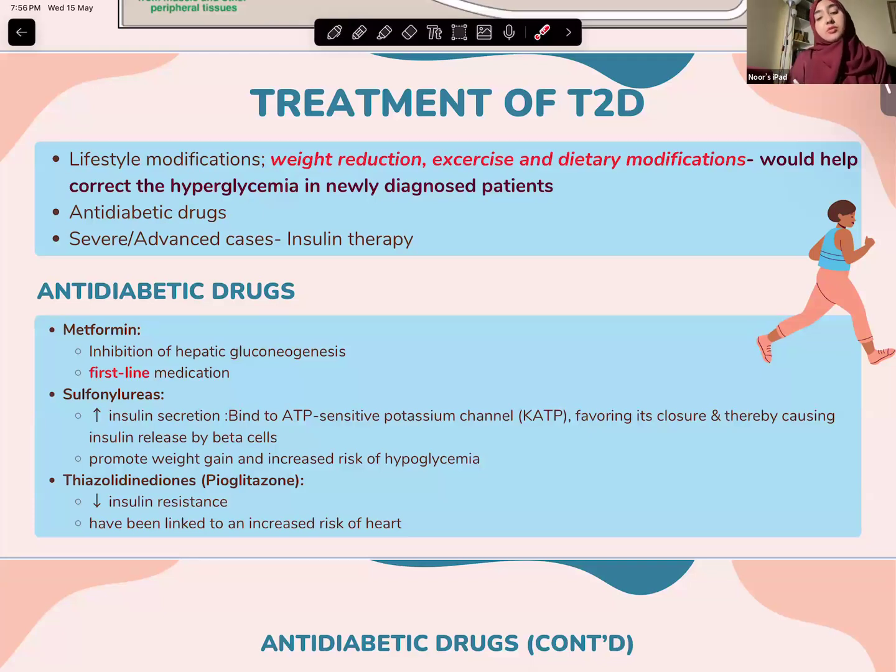Okay. The second one that you can give is anti-diabetic drugs. And in severe cases of type 2 diabetes, you give insulin therapy. Usually insulin therapy is very common and the best treatment for type 1 diabetes. But in type 2 diabetes, if you have severe cases, you give insulin therapy. Okay, so this is like the gold standard treatment.